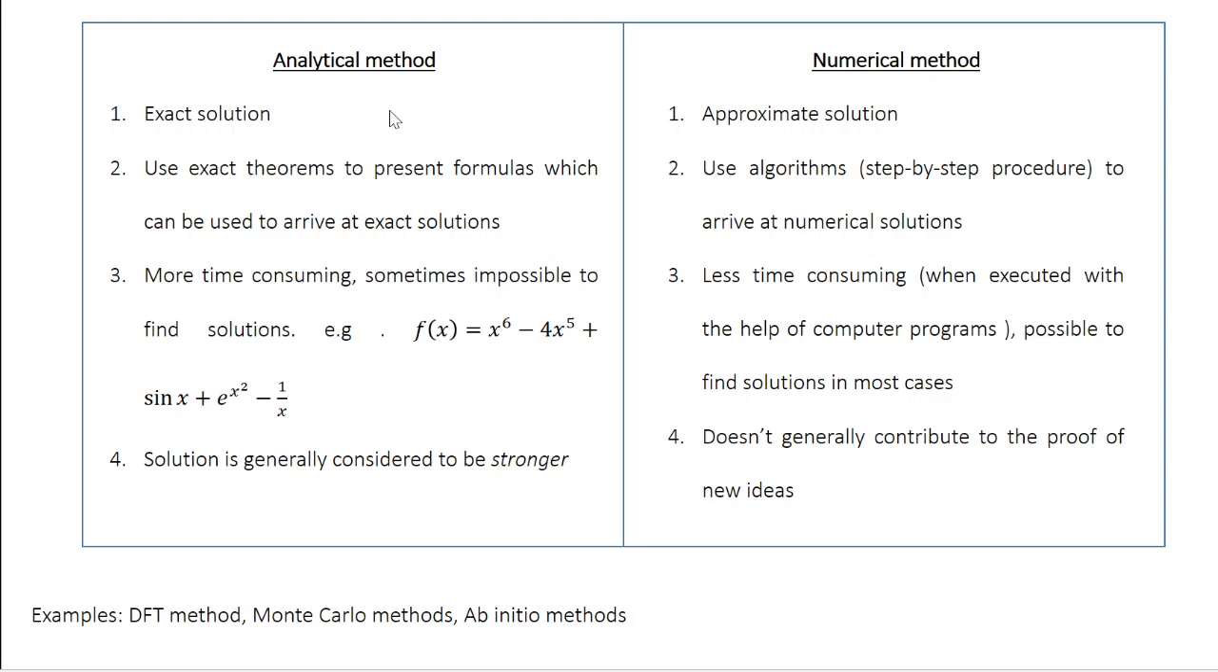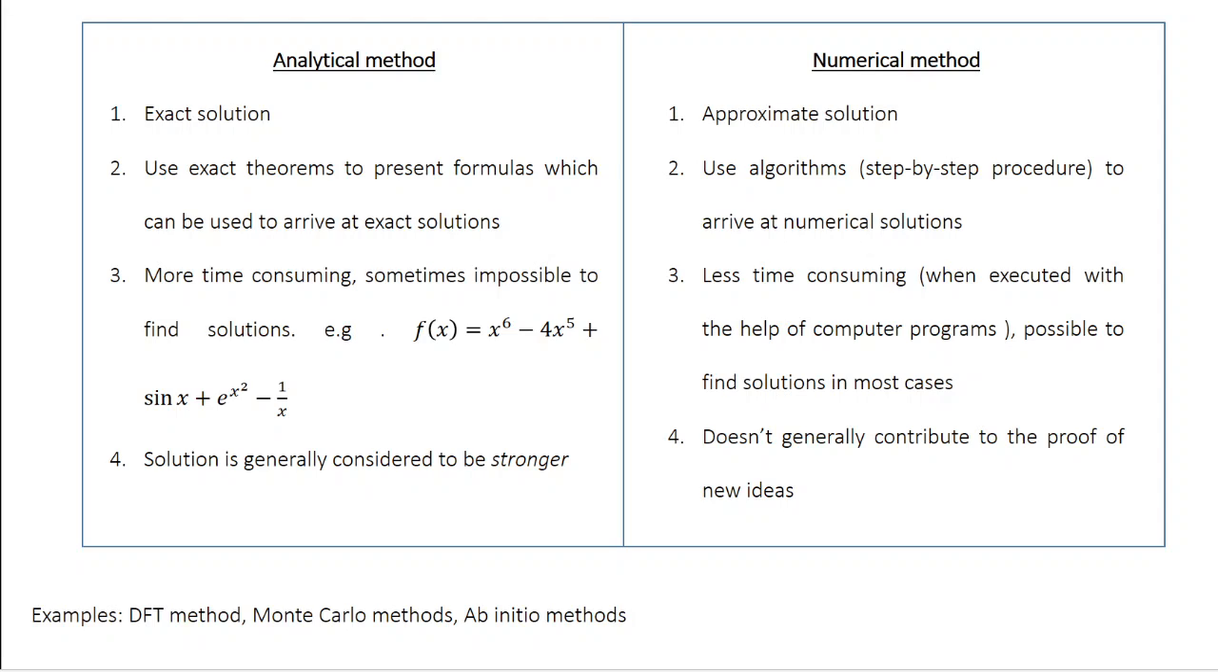But since analytical methods give exact solutions, they are considered to be a stronger solution, and numerical solutions are considered to be weaker solutions. So generally we don't consider numerical solutions as proof of new ideas. Nevertheless, numerical methods are very important, because in many physical problems, since the problem is very complex, it's difficult to find the analytical solution.